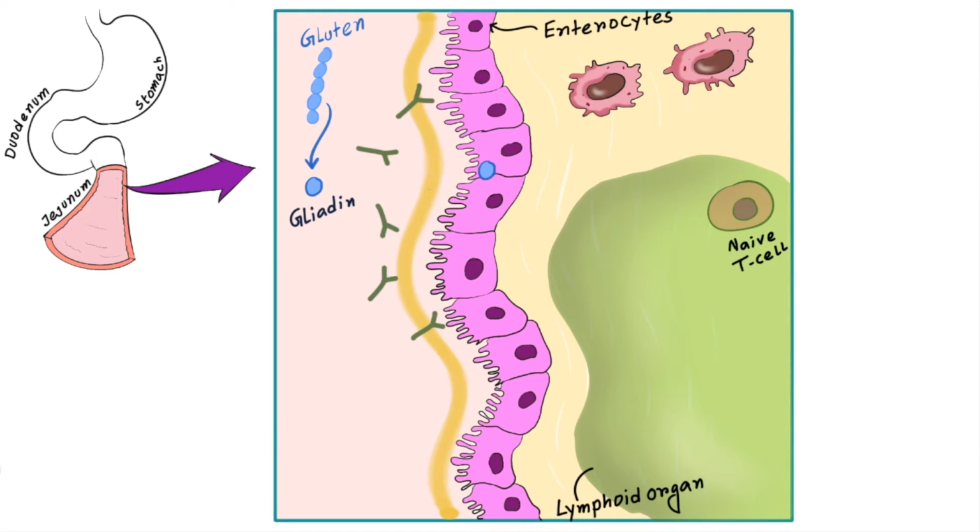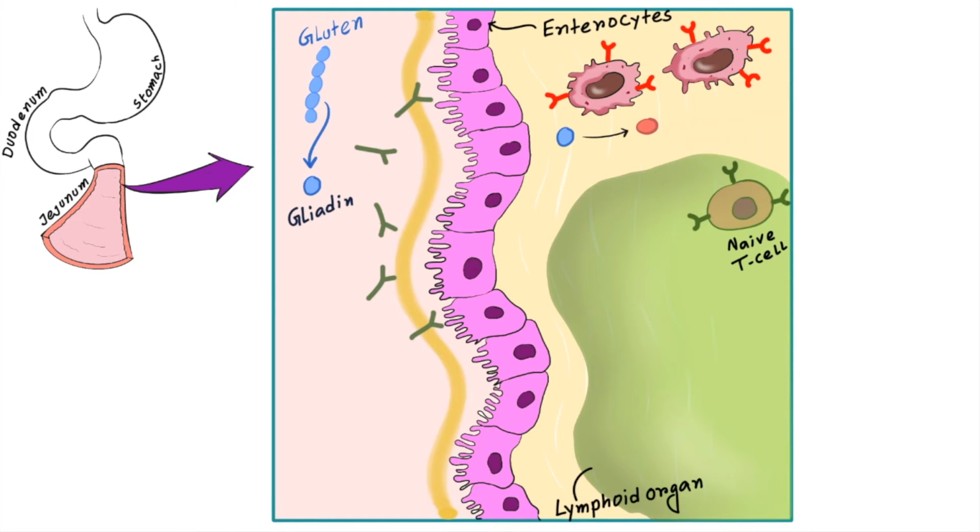Now this gliadin gets absorbed and converted to deamidated gliadin with the help of tissue transglutaminase. This deamidated gliadin is picked up by antigen presenting cells. This gliadin peptide interacts with HLA-DQ2 and HLA-DQ8 on antigen presenting cells. Now antigen presenting cells bring this deamidated gliadin to the lymphoid organ and present it to naive T cells.